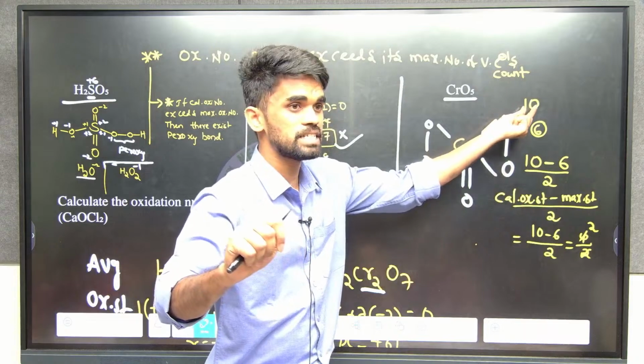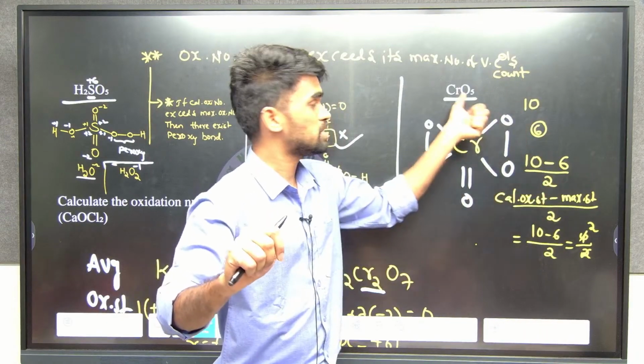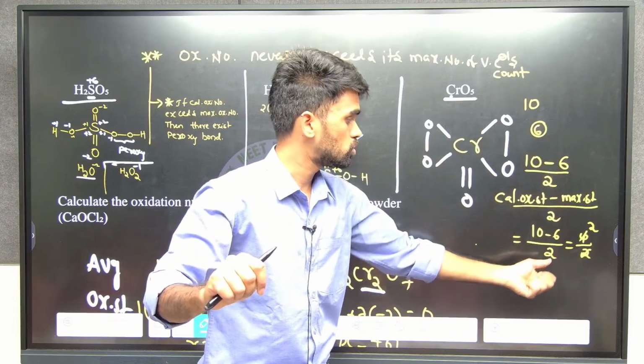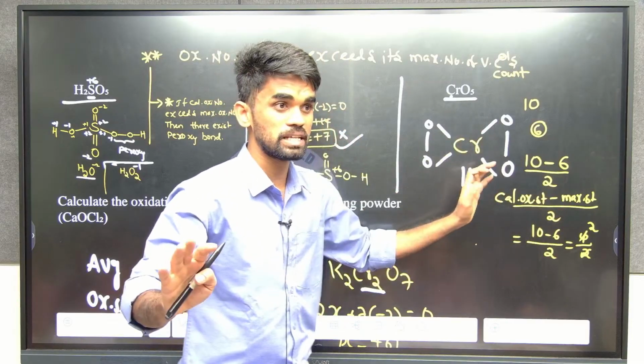Calculated oxidation state is 10 minus the maximum oxidation state of the central atom. So (10 minus 6) by 2. So 2 we got. That is the number of peroxy linkages. Now you do it here.